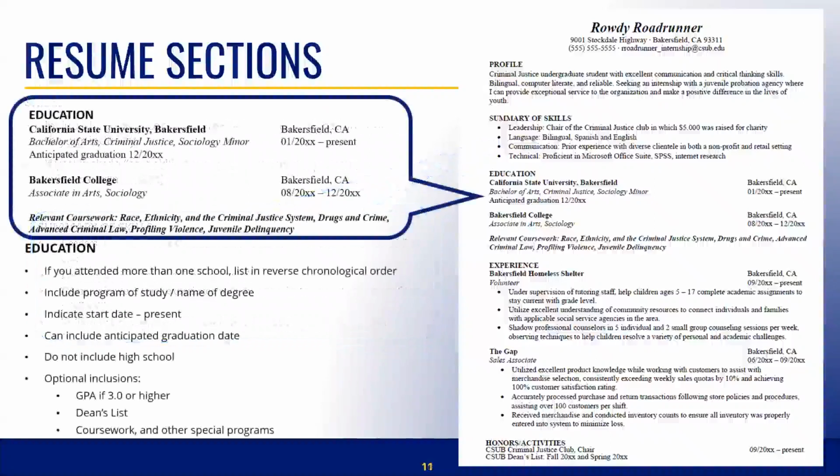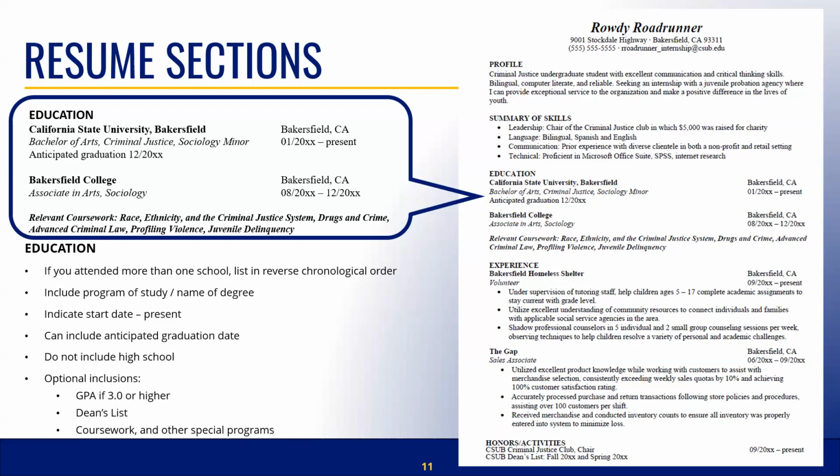Another section that must be included in your resume is the education section. It is important to list your information in reverse chronological order if you attended more than one college or university, meaning your most recent or current university will be listed first, and then your oldest or least recent college or university will be listed last. What information can you include in the education section?